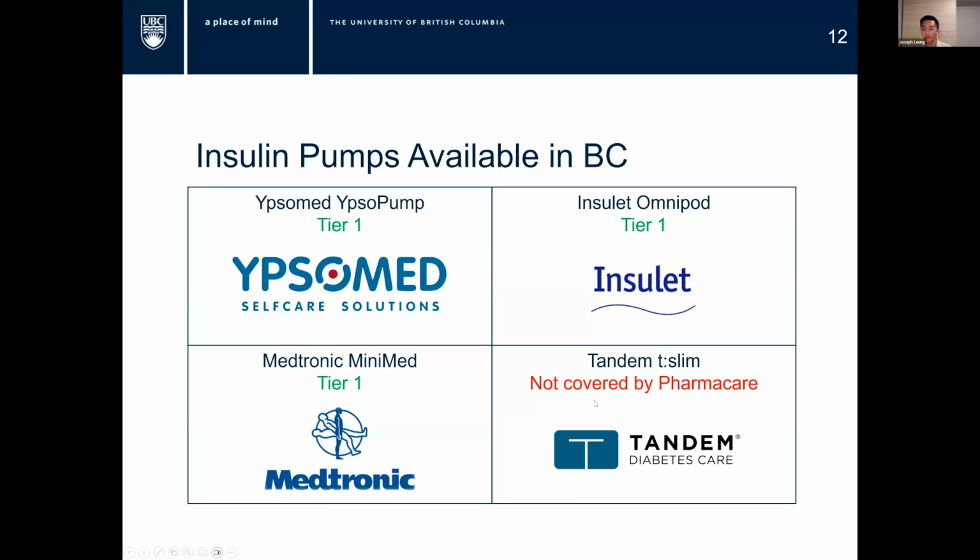And then the Tandem pump is not covered by BC Pharmacare. But if an individual has extended health coverage, private health coverage, that's one way that they can access this pump.